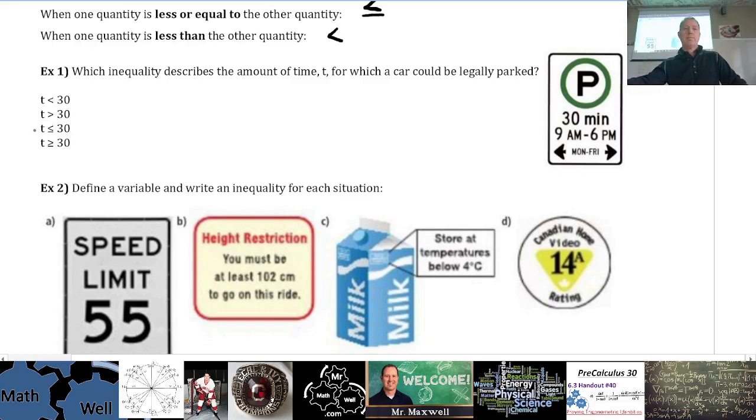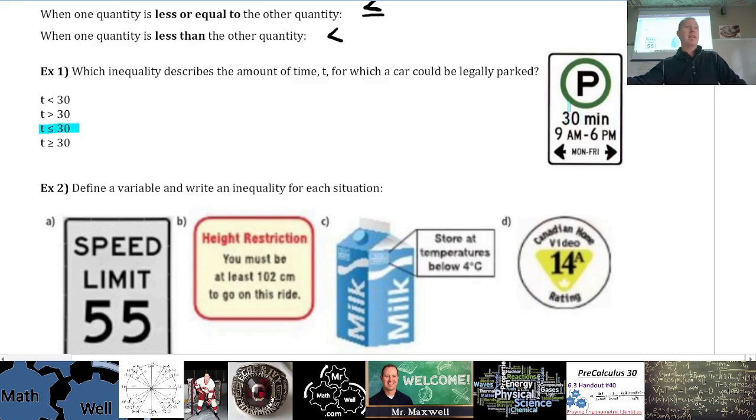Less or equal to? Okay, less or equal to. So which one is that? The first, second, third, or fourth one? Yeah, it's the third one. So t is less than or equal to 30. So you can park anywhere up to a maximum of 30 minutes.